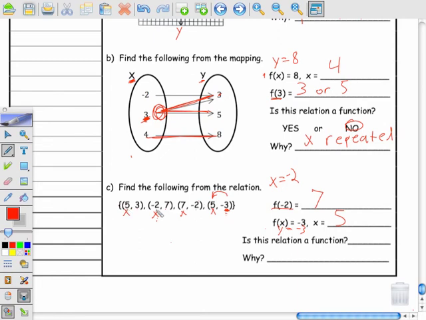Okay, let's see. Is this relation a function? Here we go. X is 5, x is -2, x is 7, x is 5. 5 and 5, it's repeating. So the answer is no.